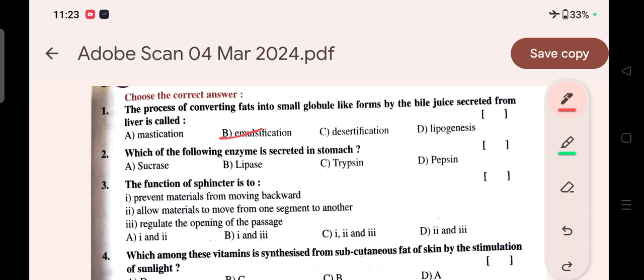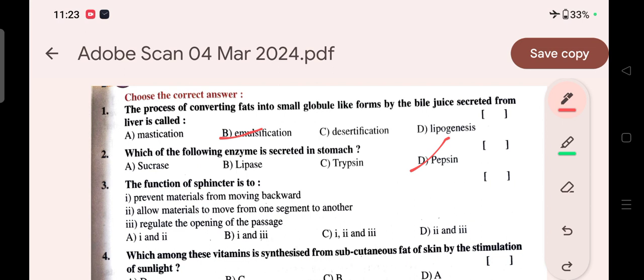Which of the following enzymes is secreted in the stomach? The enzyme released in the stomach is pepsin. It is used for protein digestion. The function of sphincter is?